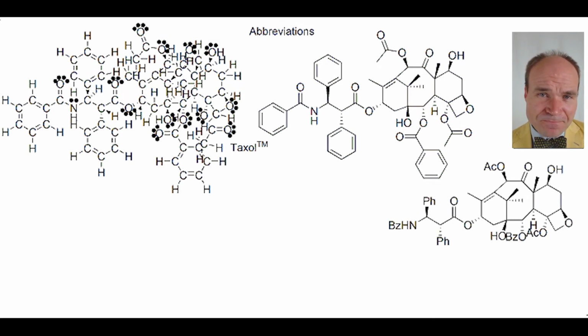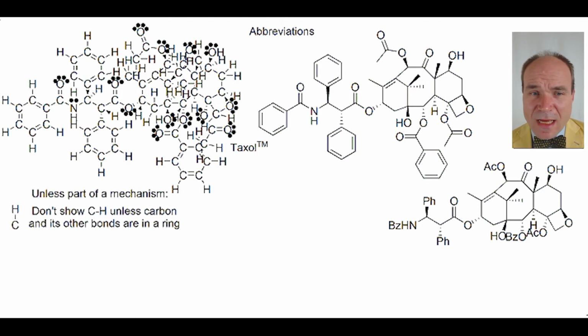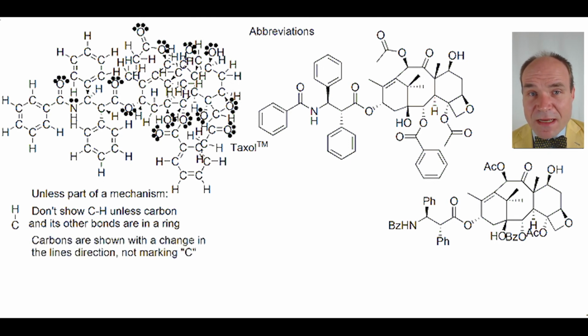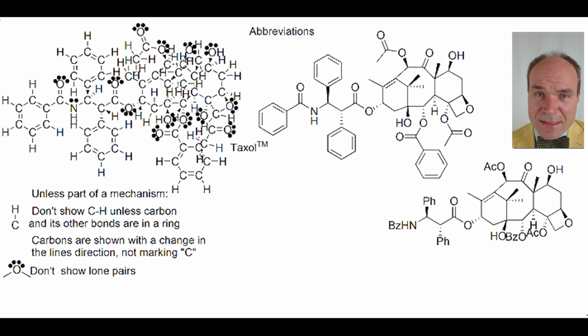So what's going on? Well, unless it's part of a mechanism, and that's an important caveat, we don't show carbon-hydrogen bonds unless the carbon and the other bonds are in a ring. You can see in this part of Taxol that's true, and you can see we have drawn the hydrogen. Carbons are shown by a change in the line direction. We don't mark the letter C. We also don't draw lone pairs.